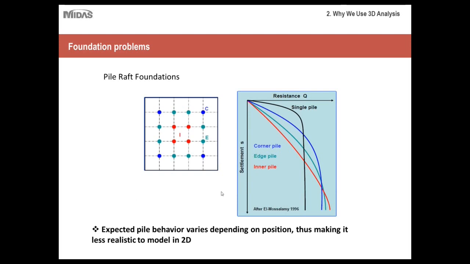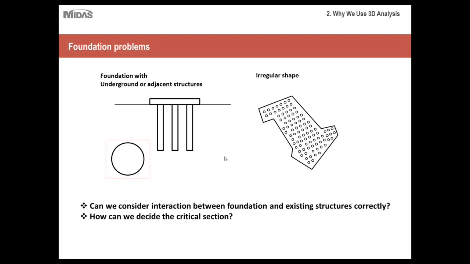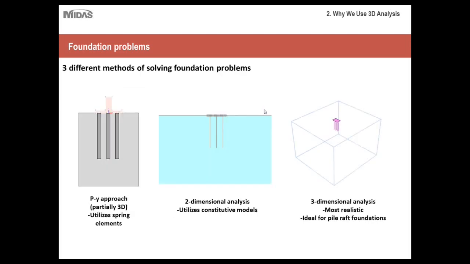Typically 3D models work best for piles, or especially pile rafts. Here we have a foundation with underground or adjacent structures. Once again, that typically constitutes a 3D analysis, or an irregular shape such as this. We went over a pile raft foundation such as this in the previous chapter, where the geometry and the pile geometry were asymmetric. Complex group pile projects such as this constitute a 3D analysis.